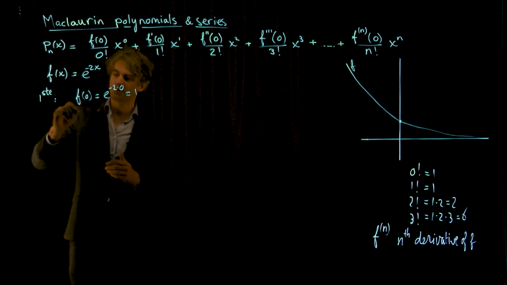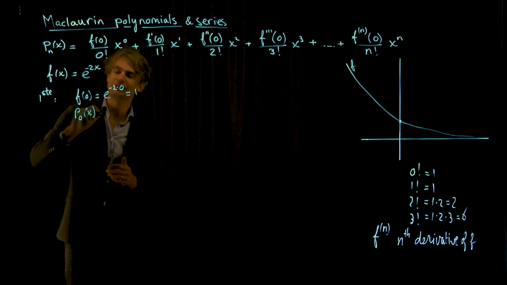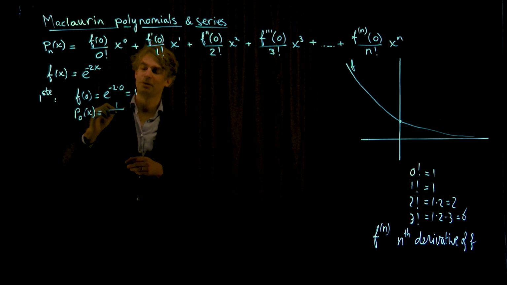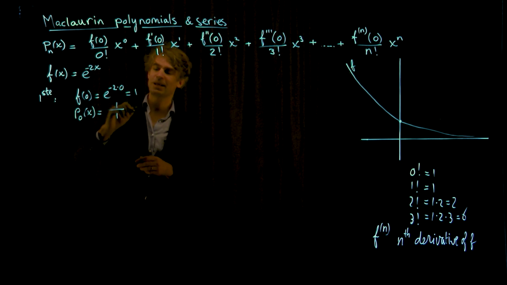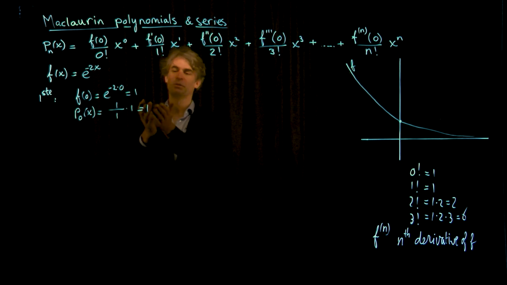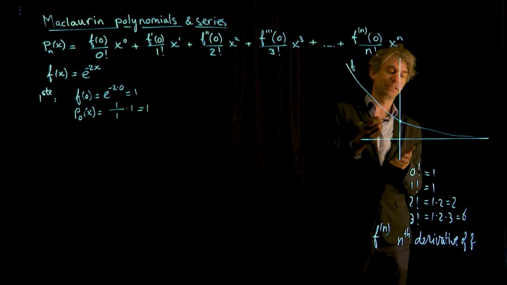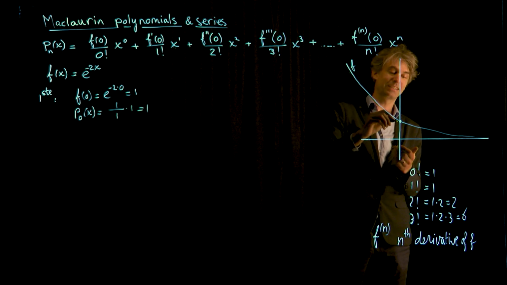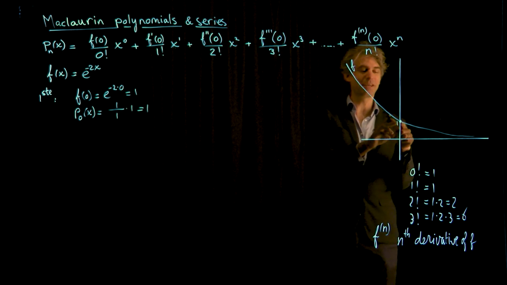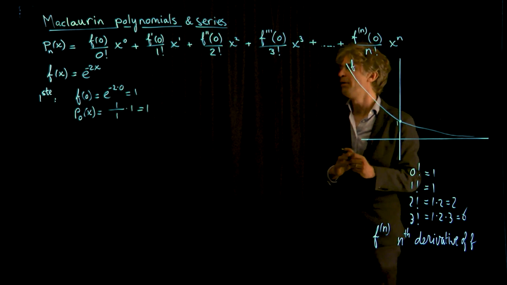So our 0th Maclaurin polynomial, p0 of x, is actually a constant polynomial because it's 1 divided by 0 factorial, which is 1, times x to the power 0, which is 1. So the polynomial is the constant polynomial 1. Is that a good approximation? Well, indeed, this function intersects the y-axis in y equals 1, so in the point 0, 1. So all right, if you stay really close to x equals 0, then that might be a reasonable approximation. But we could do better.